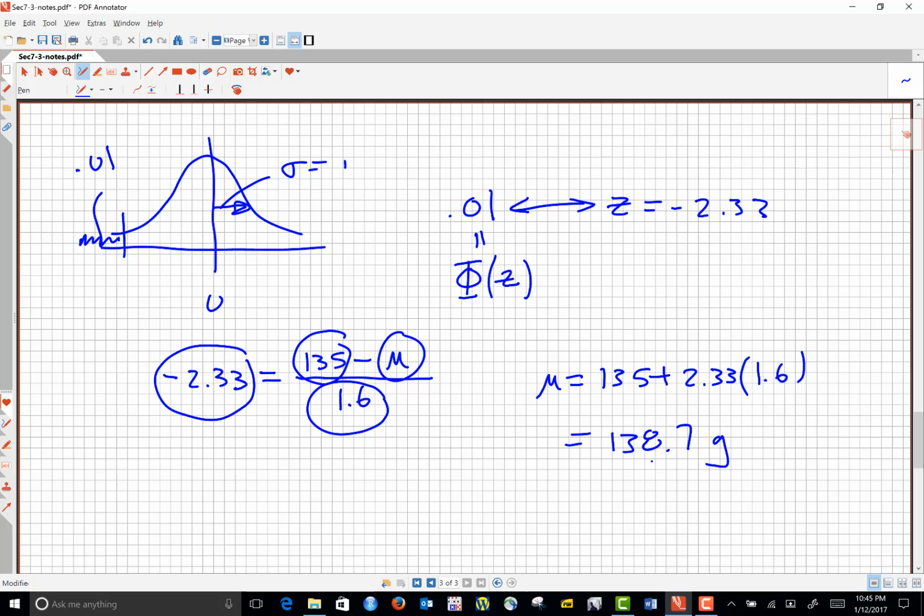So essentially the difference between this and 135 is 3.7 grams, and on average I have to give away 3.7 grams per jar. If I don't like that scenario, basically what I've got to do is reduce that standard deviation by paying for a more precise filling machine.